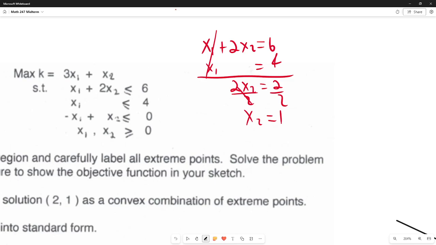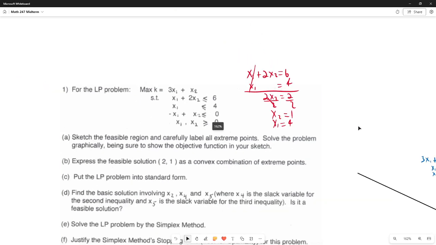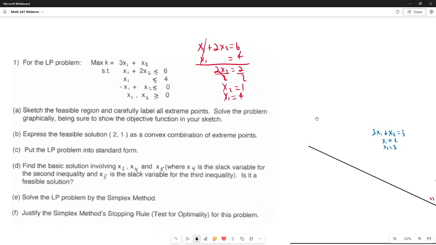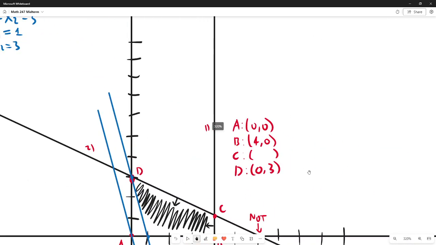Okay? And then we can find the value of x1. Well, we can use this function up here, where we see that we have x1 plus 2x2 is equal to 6. Well, we know x2 is 1, so here we're essentially saying x1 plus 2 is equal to 6, or x1 is equal to 4. Right, because we took that 2, subtracted it on both sides, and we got x1 is equal to 4. So now we have our point (4, 1). So we go here, (4, 1).